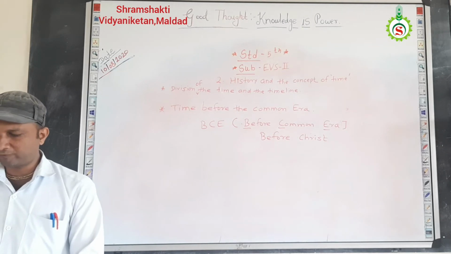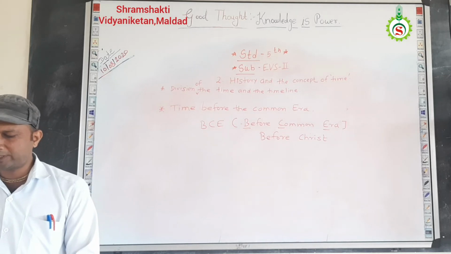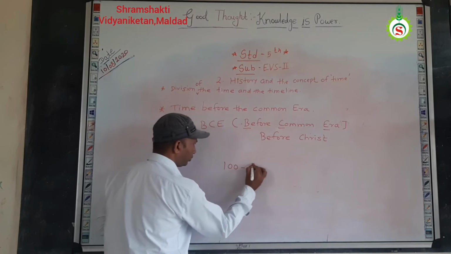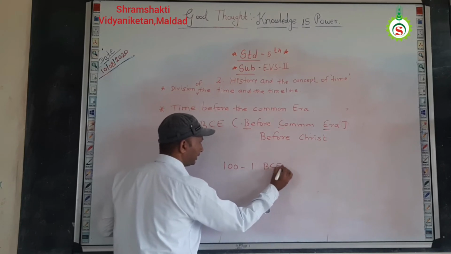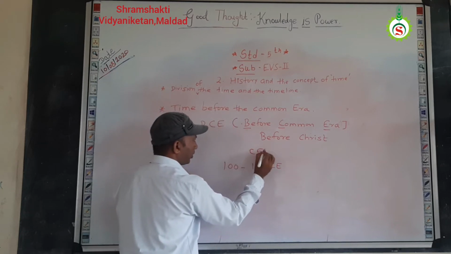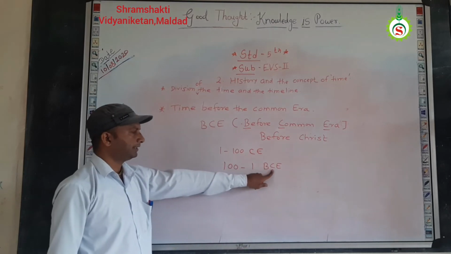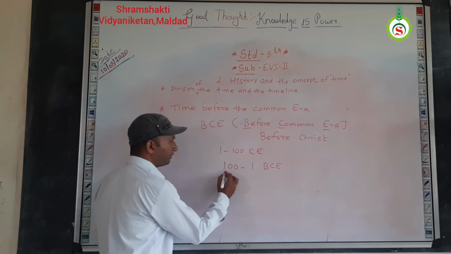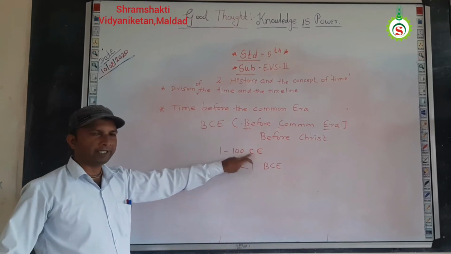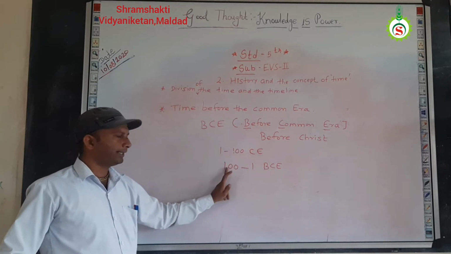So the first century before the common era began at the year 100 BCE and ended with 1 BCE. So it is written as 100 to 1 BCE. How can we write the time in CE or common era? 1 to 100. But the time before the Christian era or before the common era is written in the reverse manner, from 100 to 1. The time in the common era is written as 1 to 100, but in before Christian era it is written as 100 to 1.